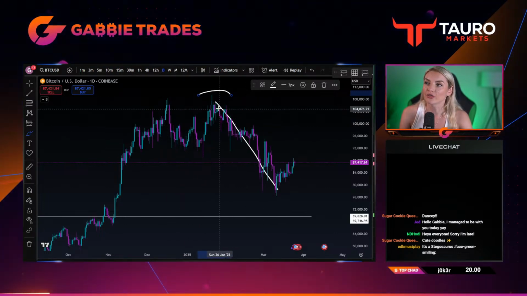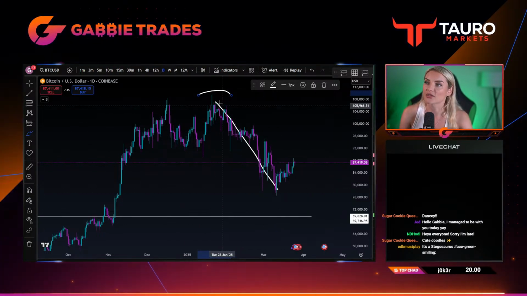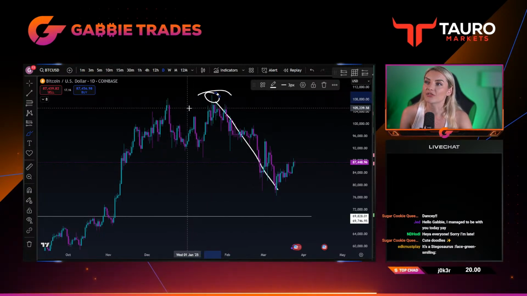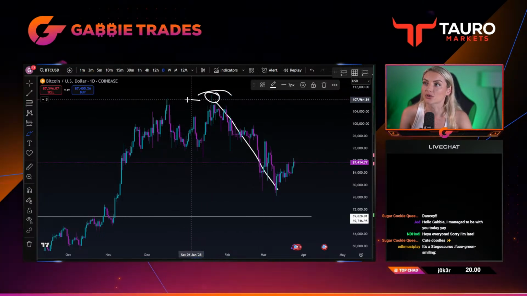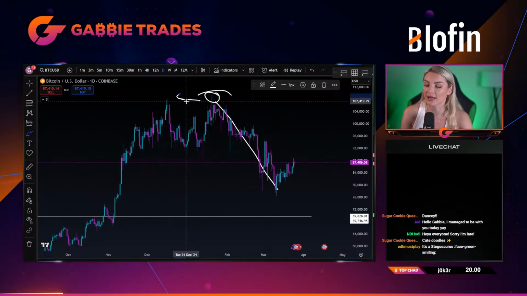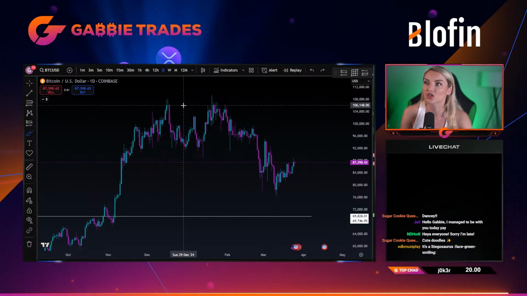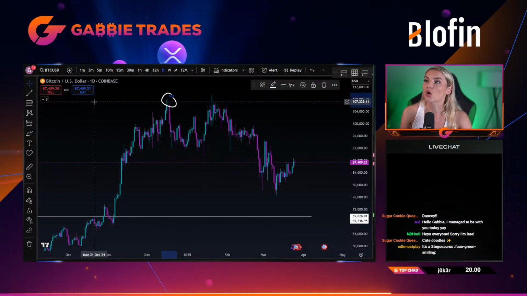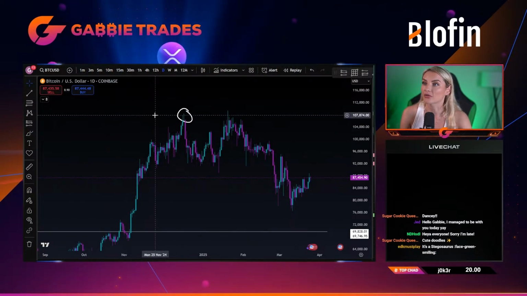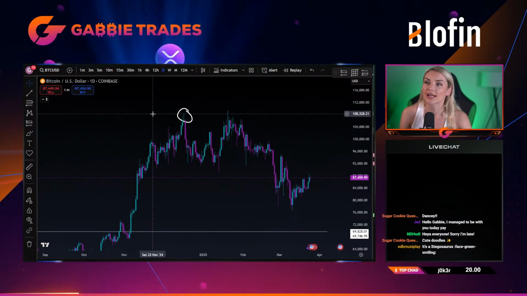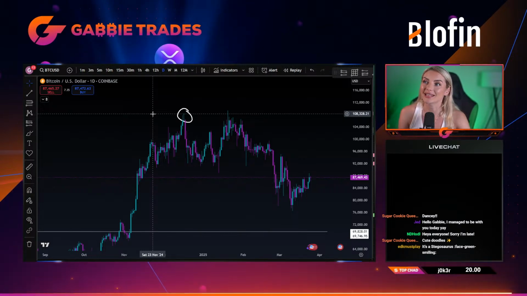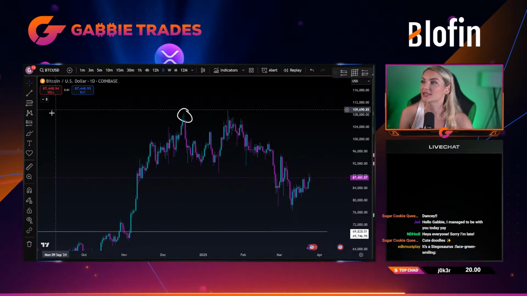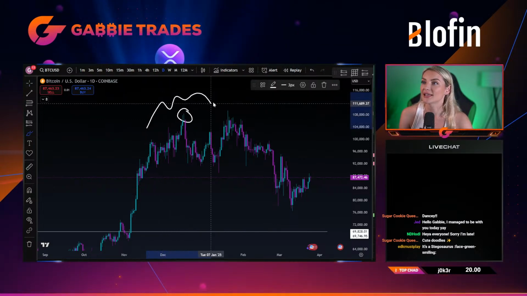So in order for this move to be fueled, that means that this high over here took enough liquidity from where? We have to look to the left of the chart and find the high on the left of the chart, which in that case is this one. So this high over here, right, at 108,328 is the whole reason we're seeing this retrace right now. This is it.